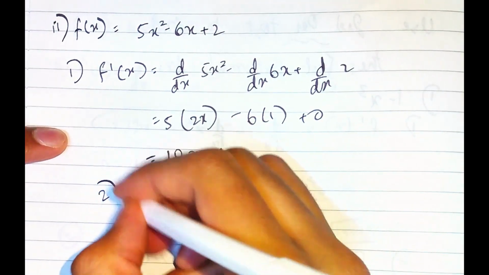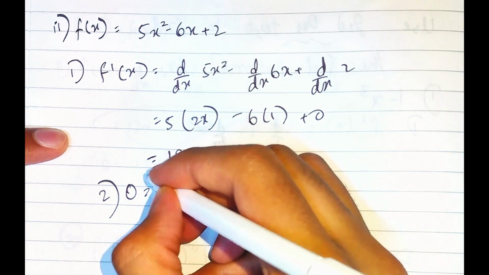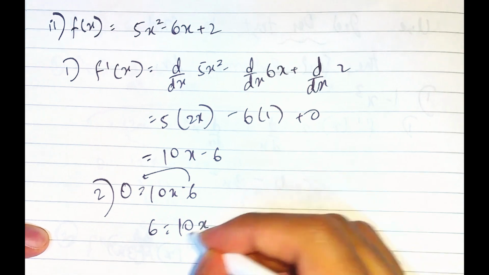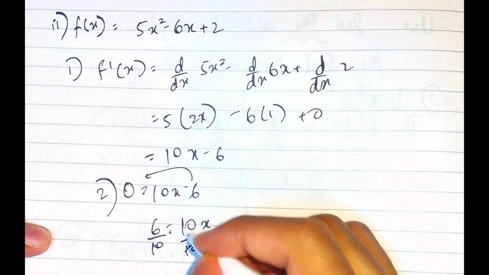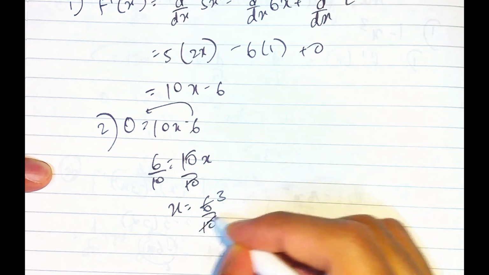Now let's make it equal to 0. So 10x minus 6 is equal to 0. We can just simply move this 6 toward the opposite side of the equation. So we have 10x equals 6, divided by 10 on both sides. So we'll have x is equal to 6 divided by 10, which can be written as 3 divided by 5.